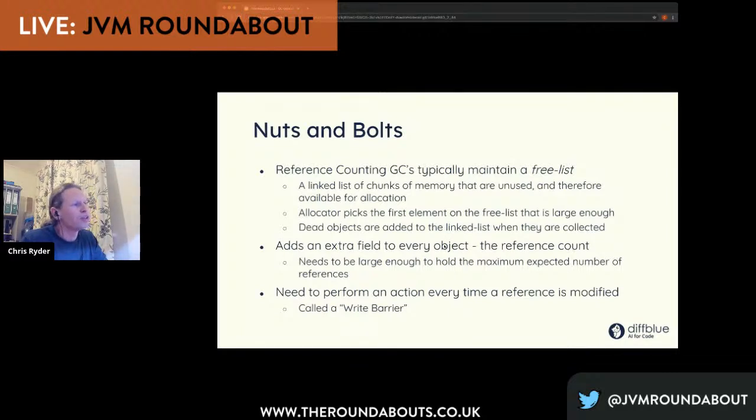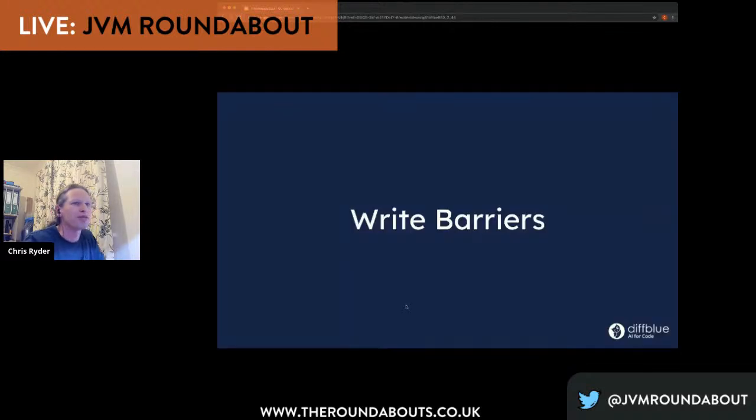Reference counts do need an extra field in every object. And that field needs to be large enough to hold the maximum number of references that you could possibly have to an object. So typically that's going to be effectively one whole word, one whole pointer size. And it needs to perform an action every time references are modified. And that's done by what's called a write barrier. And write barrier, again, is a general concept in GC. So I'm going to talk a little bit about write barriers here.